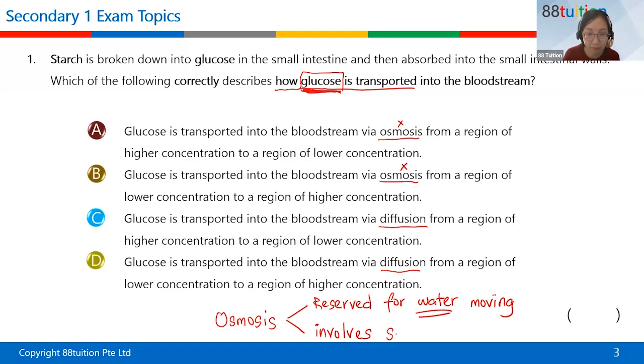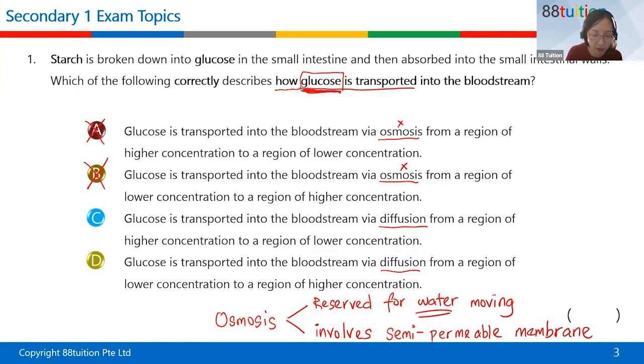It must have a membrane. The molecules pass through a membrane. What kind of membrane are we talking about here? Semi-permeable membrane. Whereas diffusion doesn't need a membrane. Diffusion, zero membrane, all right? But osmosis must have the water molecules passing through a semi-permeable membrane. So anyway, I know A and B are definitely wrong because the word is osmosis. Now left is C and D.